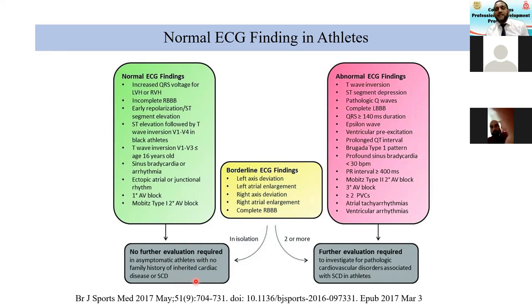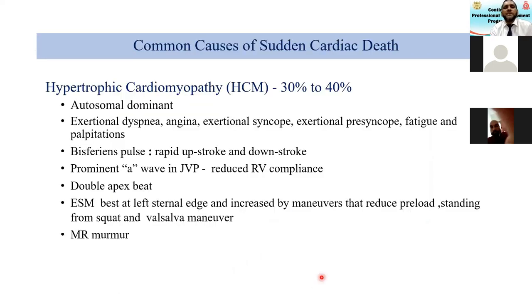at ECGs in athletes. So the common causes of sudden cardiac death, we'll discuss a little bit of hypertrophic cardiomyopathy, which is the leading cause of course, about 30 to 40%. It's an autosomal dominant condition. Usually they will be associated with exertional dyspnea, angina. It's important, exertional dyspnea, not at rest. Angina, syncope, presyncope, fatigue, and palpitations.